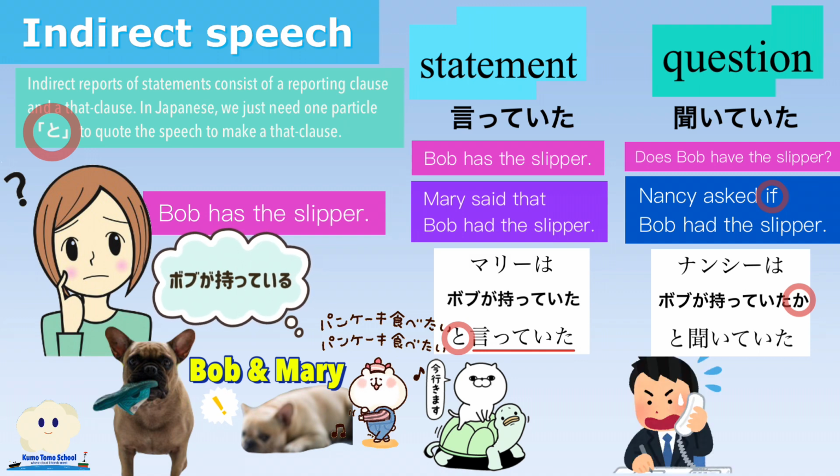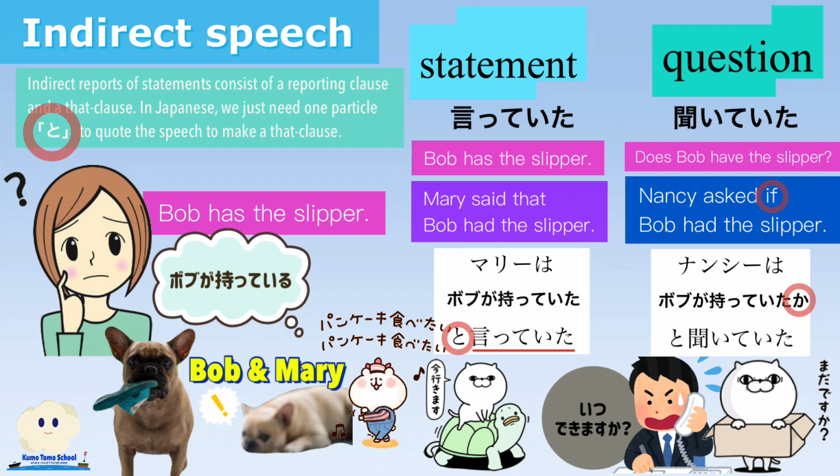He asked, when would it be available? いつできますかと聞いていた。He asked if it was ready yet. まだですかと聞いていた。By the way, those are very useful expressions. I just repeat for your daily use of these expressions.